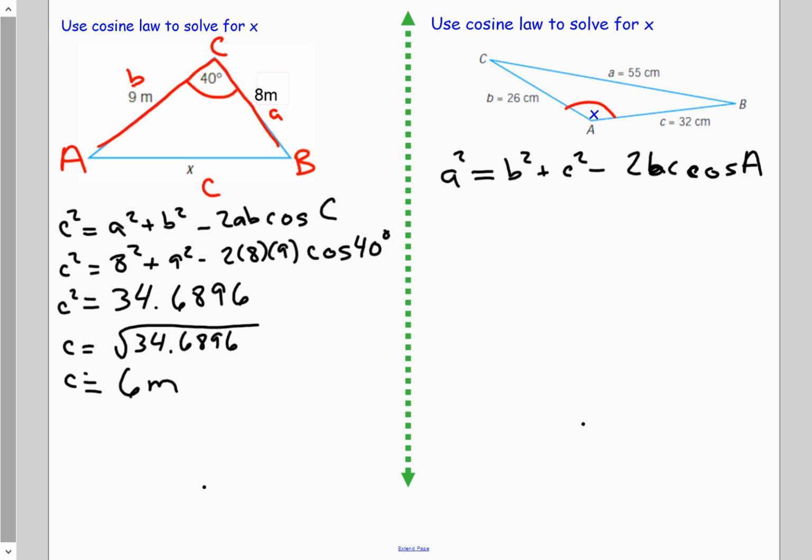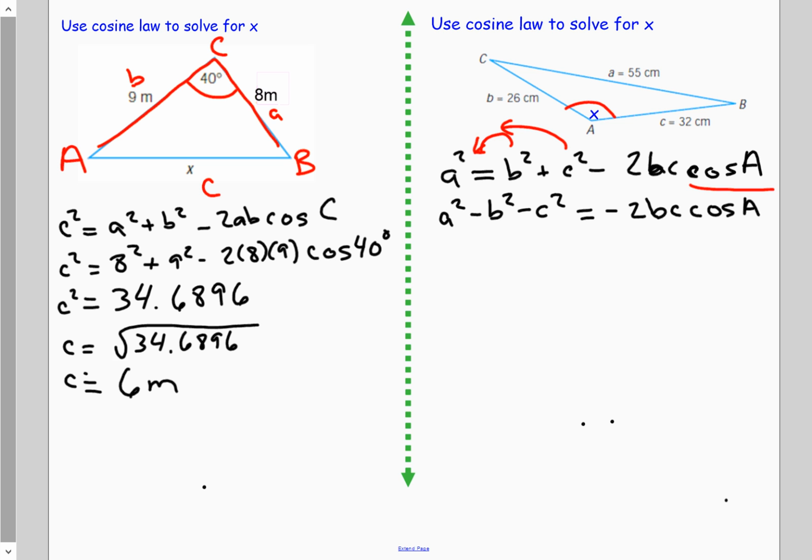So if cosine of A is what I want to isolate, I need to move everything that isn't cosine of A to the other side. So a squared minus b squared minus c squared. So each of these have been moved, so we change them from a positive to a negative. In that step, then I have this in between step. So I've moved them over. And now here we have a product, negative 2 times b times c times cosine of A.